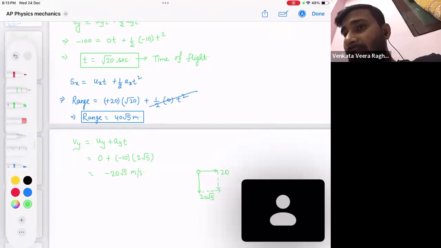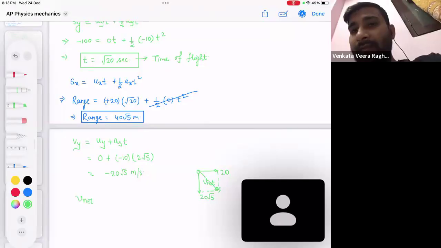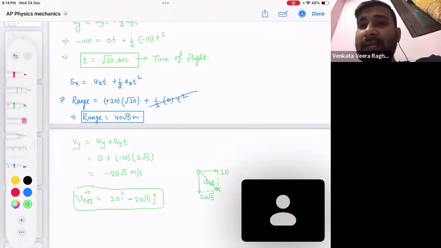So what will be the resultant velocity? Yes, sir. This is the resultant or net velocity, right? So net velocity, if you want to write in the vector form, can you write 20 in the i cap and 20 root 5 in the minus j cap? So can I write it 20 i cap minus 20 root 5 j cap? This is the net velocity in the vector form.